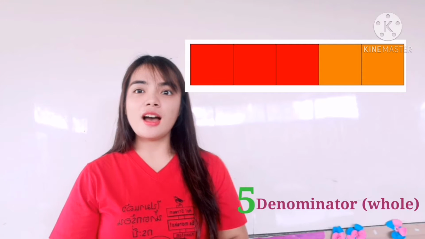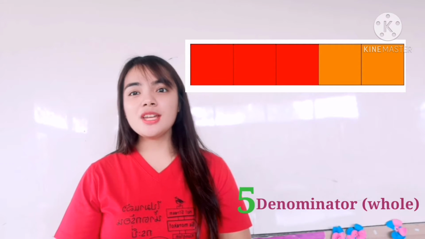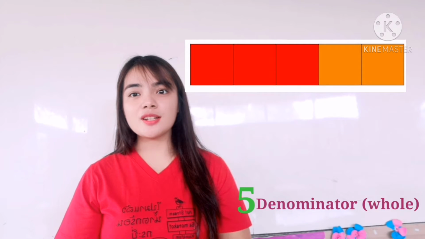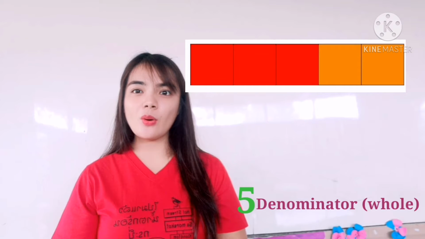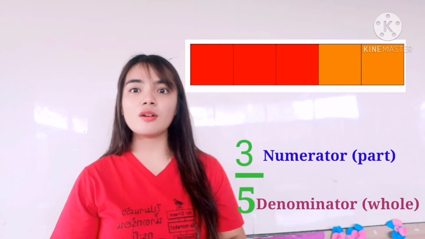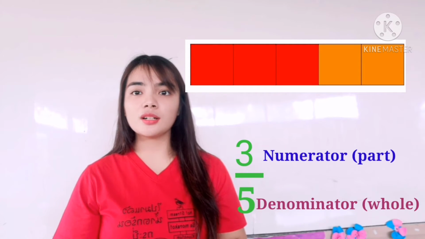Then I will ask you, how many parts are being shaded? Or how many boxes are being shaded? There are 3 boxes, right? So these 3 boxes represent the part of this one bar which is being shaded. So these 3 boxes would be our numerator. We cannot just say fraction. It's a fraction. There is no type of fraction.